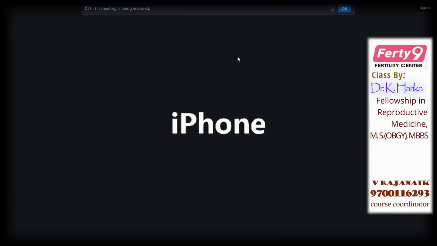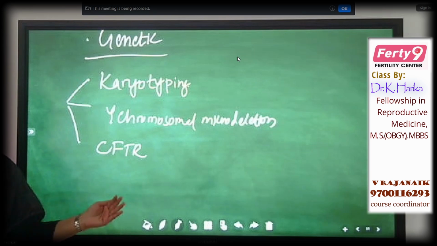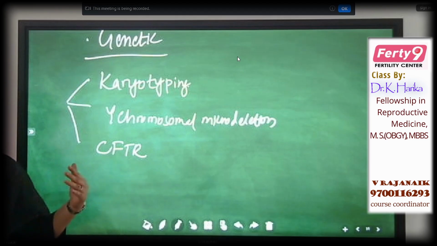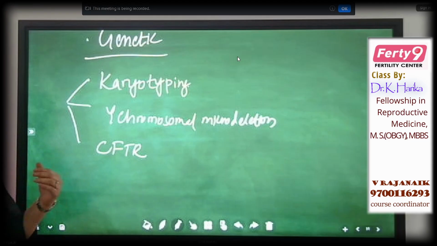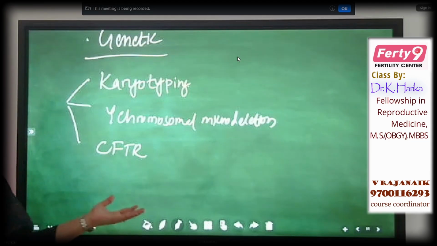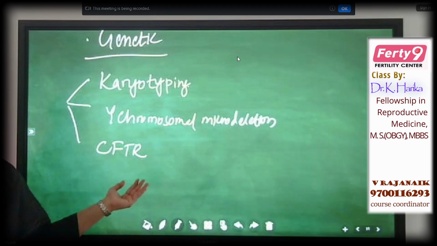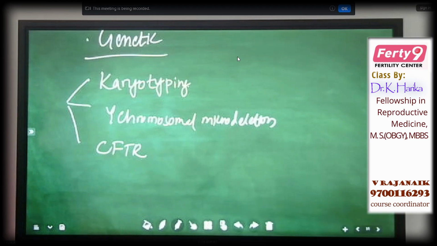Usually with karyotyping, what we can make out is in severe oligospermia, like less than 5 million count, or azoospermia. In a few cases, we can make out translocations. Also, we can make out Klinefelter syndrome, because Klinefelter males also land up in oligospermia or azoospermia.